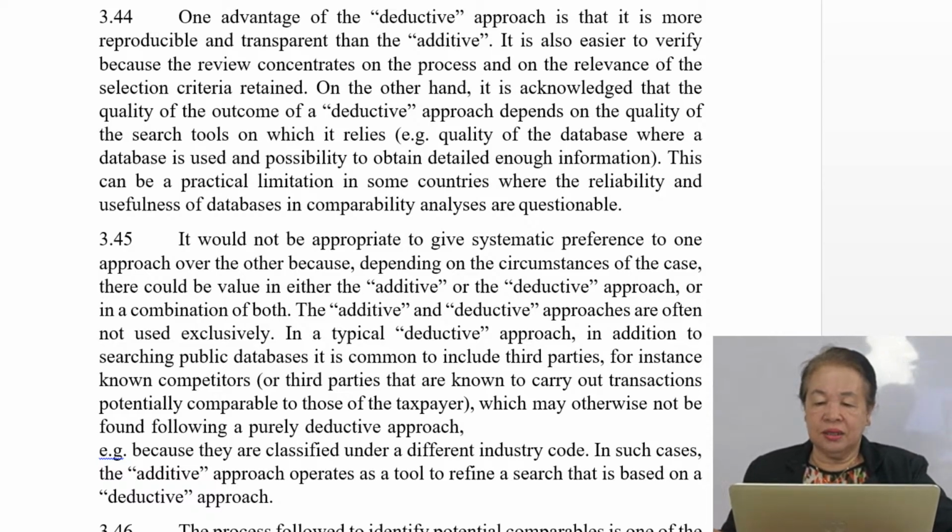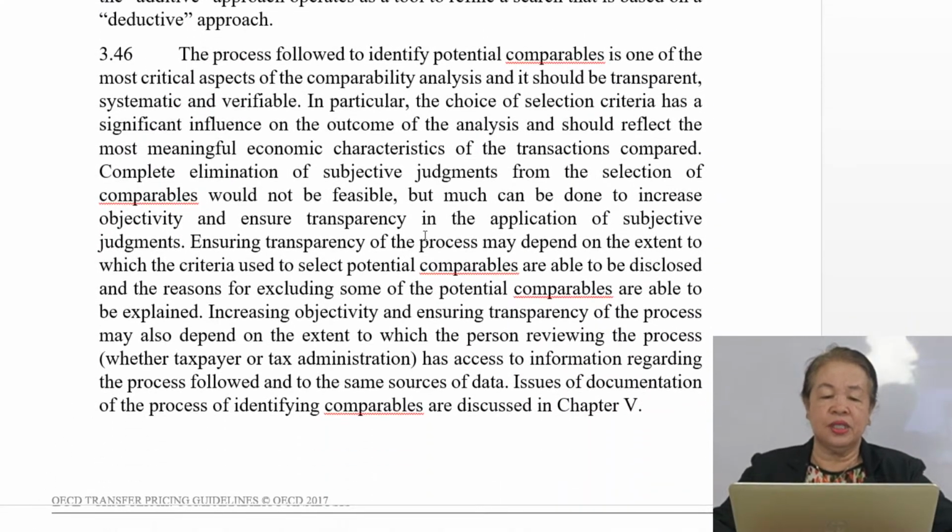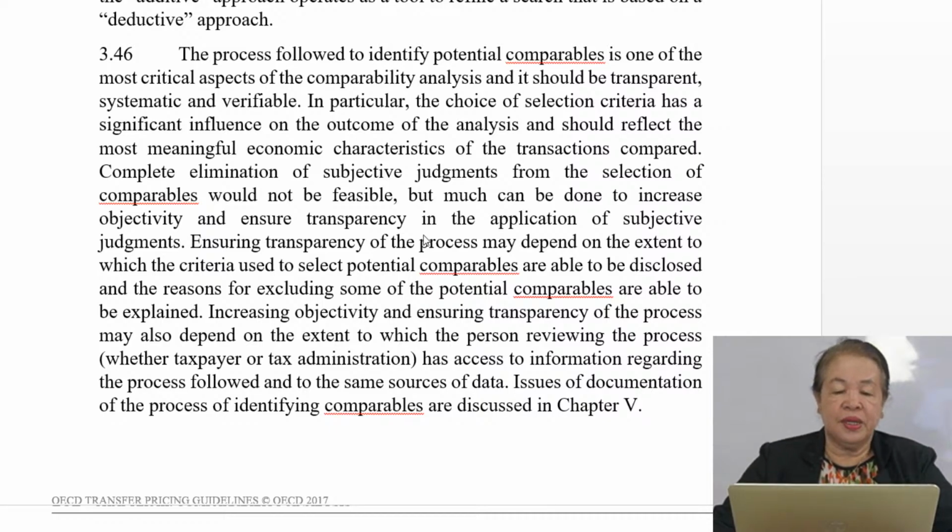So, walang preferred method. The process followed to identify potential comparables is one of the most critical aspects of the comparability analysis. That's why it should be transparent, no? So transparent should be known to both the taxpayer and the tax authority, systematic and verifiable, no? So we have discussed this already. Transparent, systematic, verifiable. So systematic, step by step, verifiable, no, can be authenticated, can be traced to the third-party information or to original information.